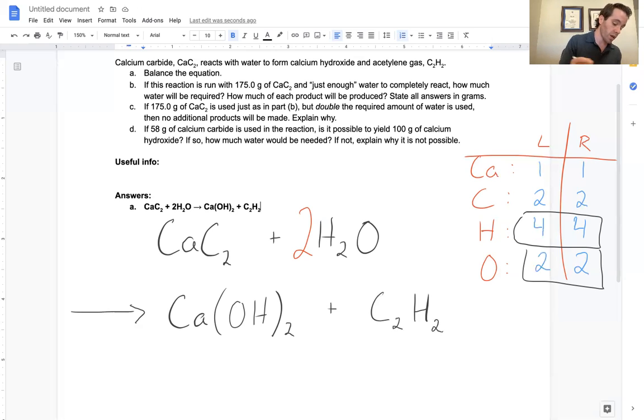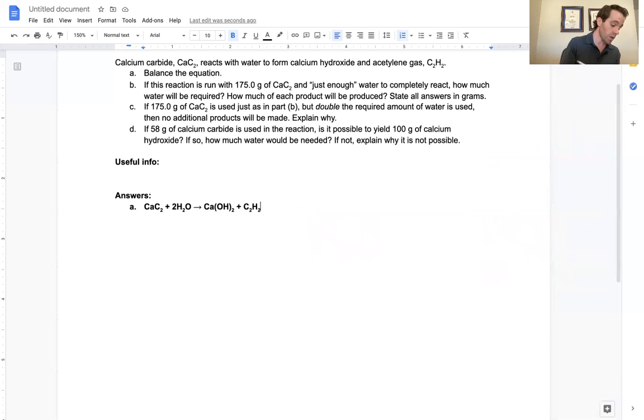So far, so good. Okay, so how I'm going to structure this is I'm going to write a bunch of stuff by hand, but then get the answer typed down so I can erase everything. So now that answer is down. What's next? If this reaction will run with 175 grams of calcium carbide and just enough water to completely react, how much water will be required and how much of each product will be produced?